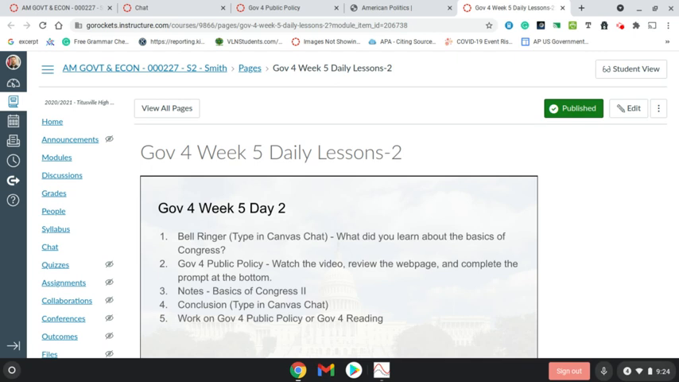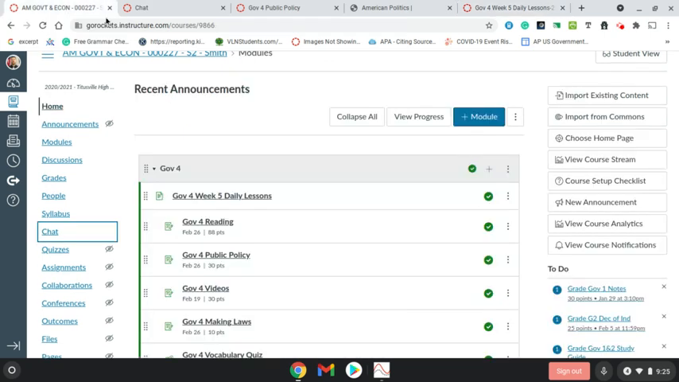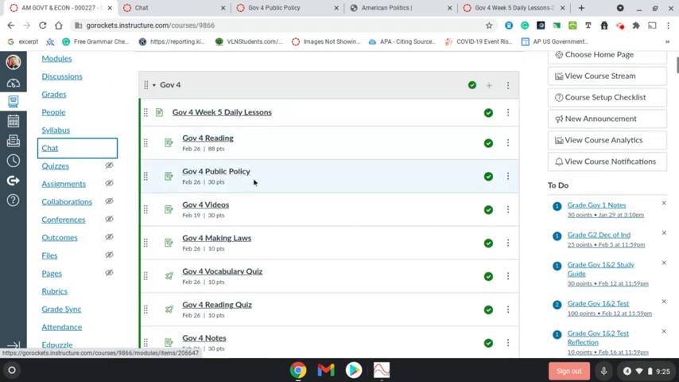But that would be the government for public policy, and then we'll talk in the notes. We'll finish up talking about the basics of Congress, and then you can have the remainder of the period after that to work on either that or the reading. So if we would all click on the first module there, you can see government for public policy. If you would click on that, please.